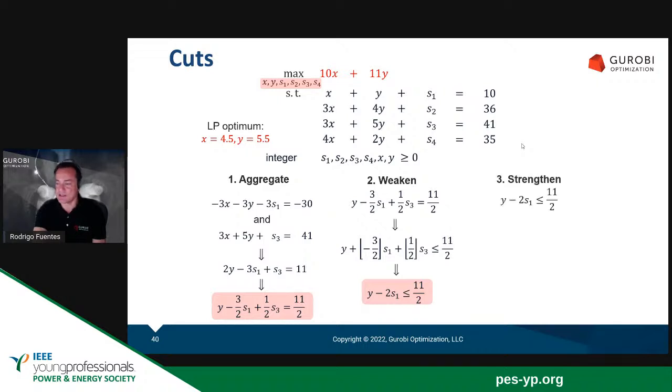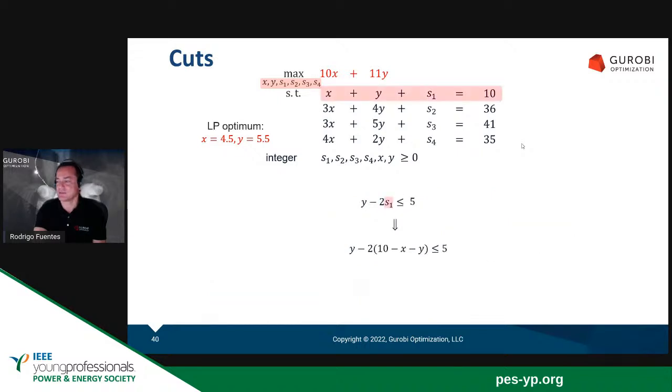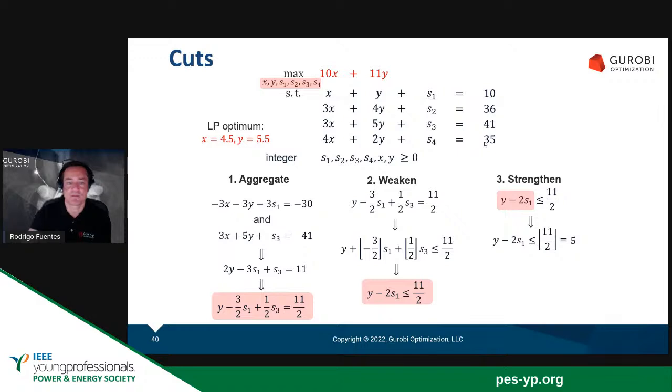If we take this number now, and we strengthen, considering the fact that all our variables are integer and the slacks are integer, that means that the right-hand side has to be integer. So we can take 11 divided by 2, 5.5, and make it 5, because we know it has to be integer, so it cannot be 5.5.